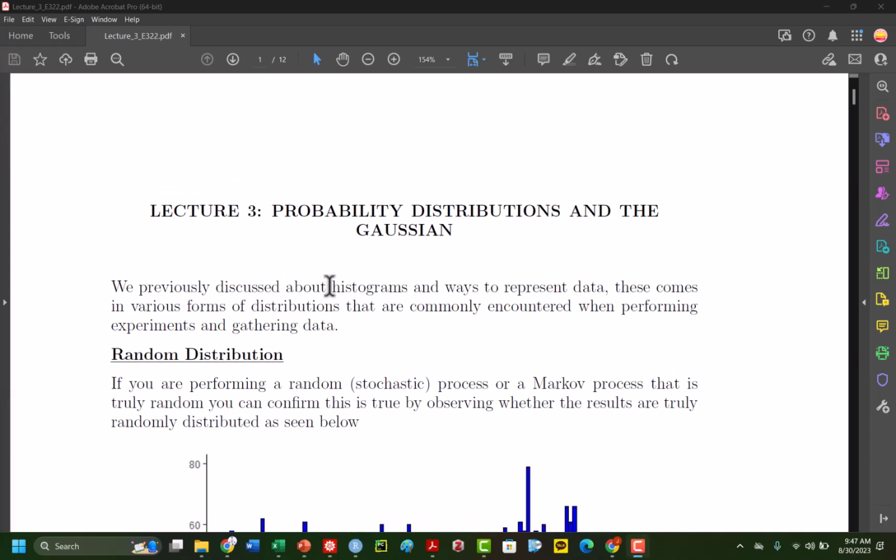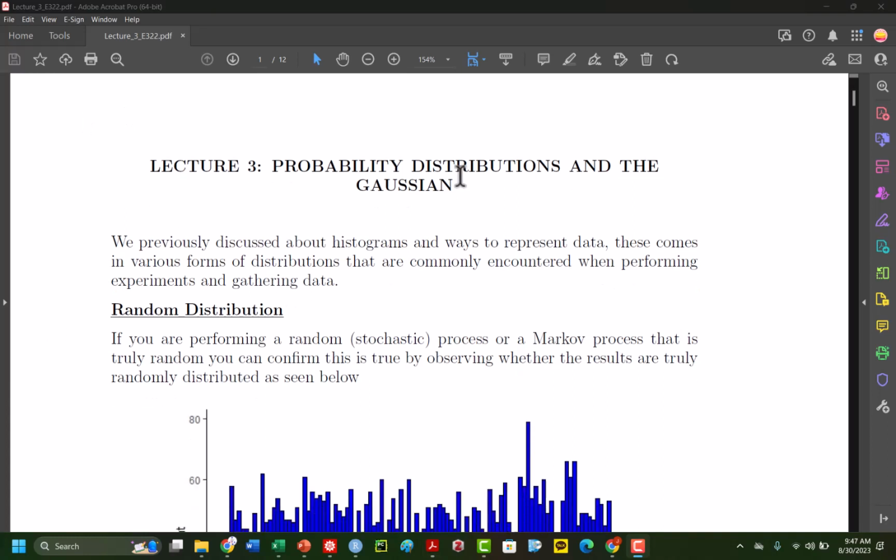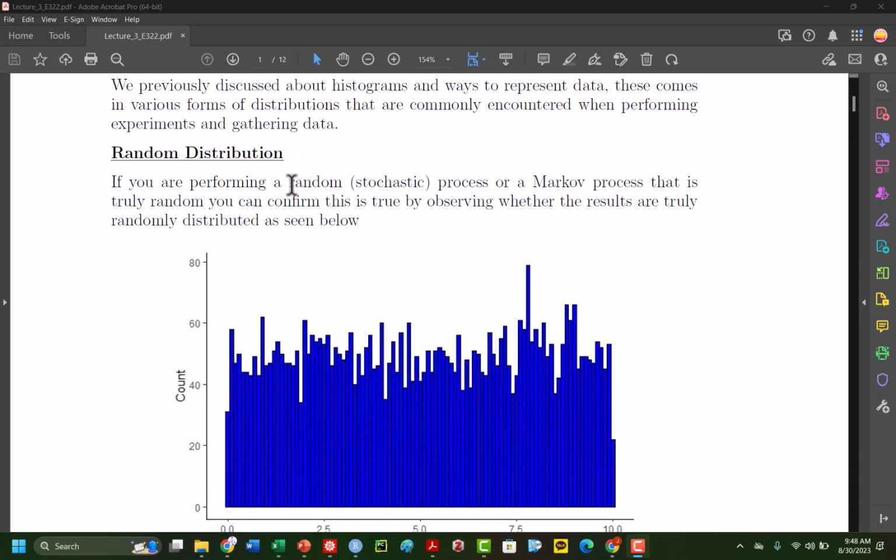And we are back on to lecture 3, and we're going to talk about some of the probability distributions that you may encounter. And we're going to also go through how we are going to plot some of these distributions in R. So we've talked about ways that we can work with histograms to represent data. And data comes in various forms. There are various distributions that you can encounter.